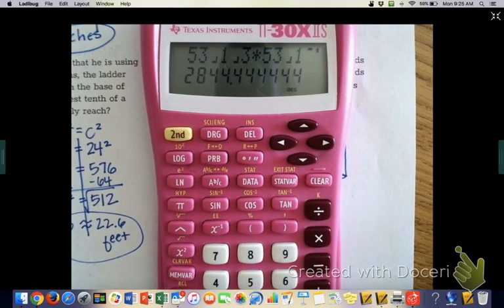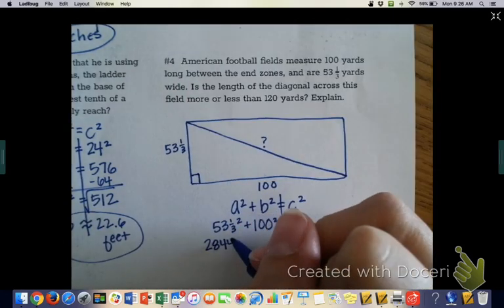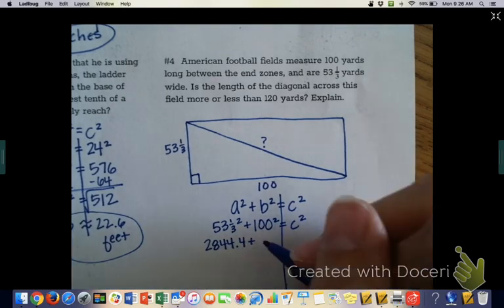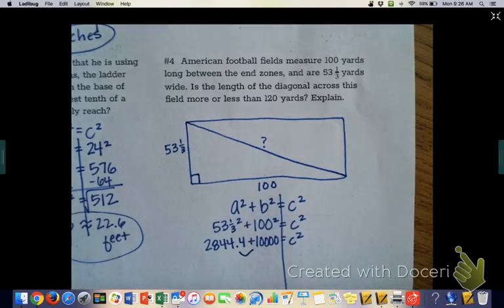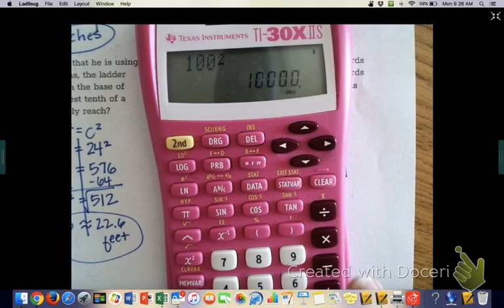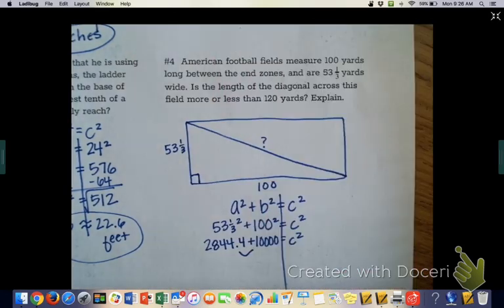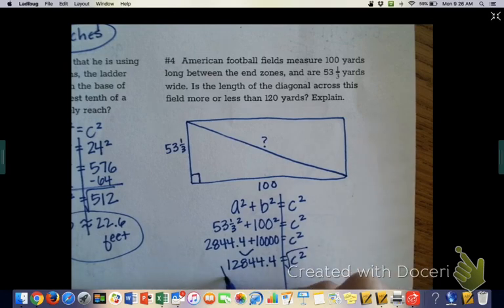So 2844.4. 2844, we'll call it 0.4. Plus 100 squared, you guys can probably figure out in your head, but it's just adding 2 more zeros, so it's 10,000. Equals, we don't know, c squared. So we'll do 2844.4 plus 10,000, and that is 12,844.4, and then we need to square root it.